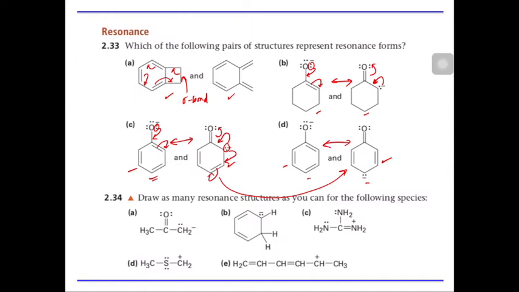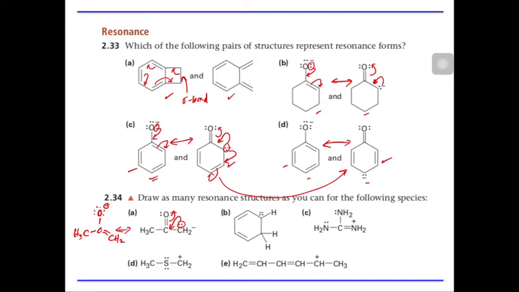Okay, let's answer some questions in 2.34. Draw the resonance structures as you can for the following species. This one is relatively easy. Move this one here, and you will have another resonance form which looks like this one. The formal charge is negative 1, and you have a double bond here, CH2.